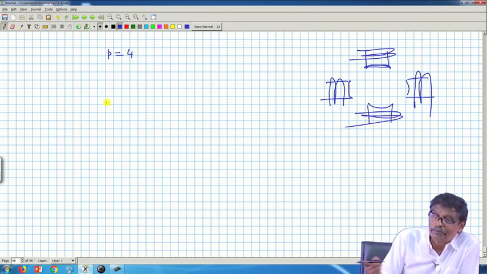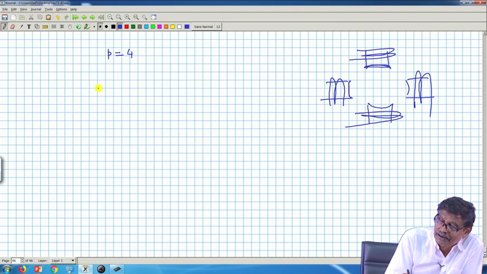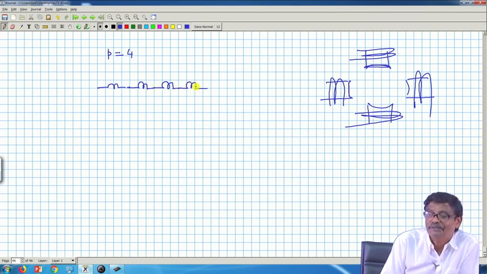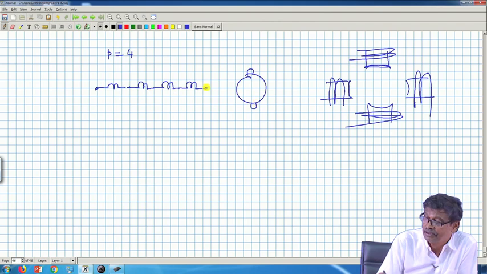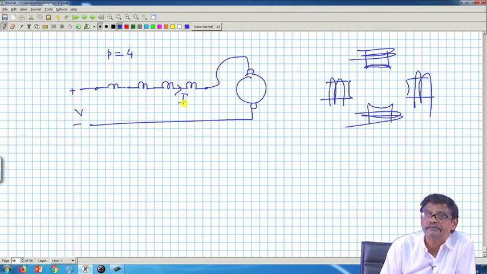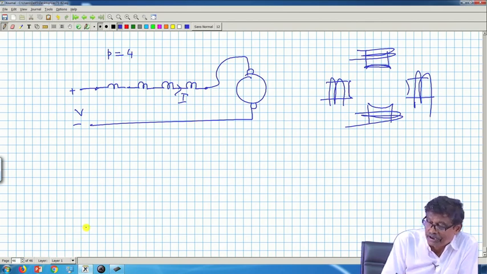Therefore, I can do several things now. Connect all the field coils in series, 4 coils, 1, 2, 3, 4, and consider this to be your series field terminals, connect them in series with the motor. This is the applied voltage, let it carry current. You could connect all the coils in parallel.